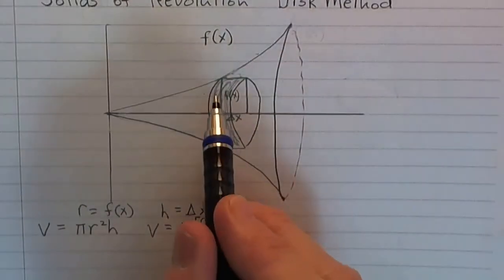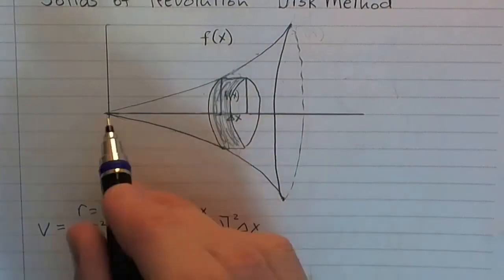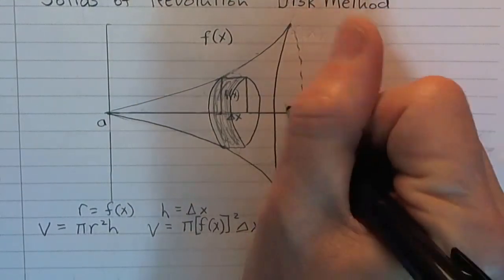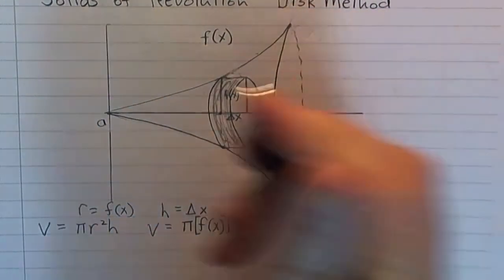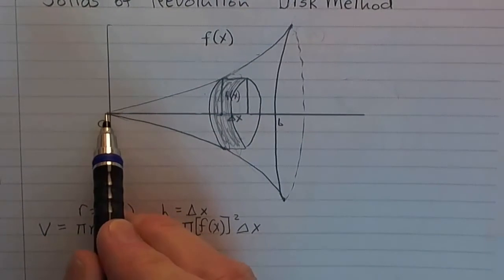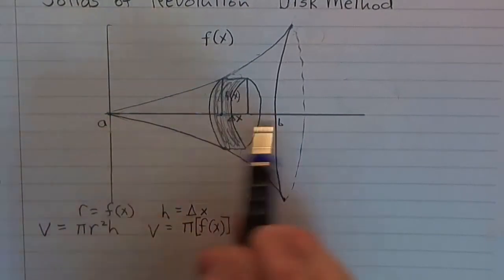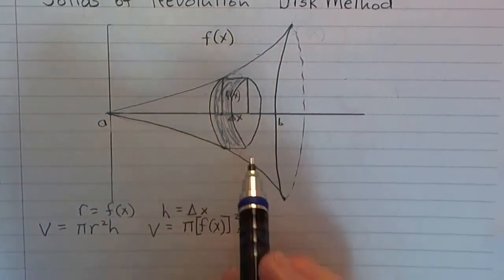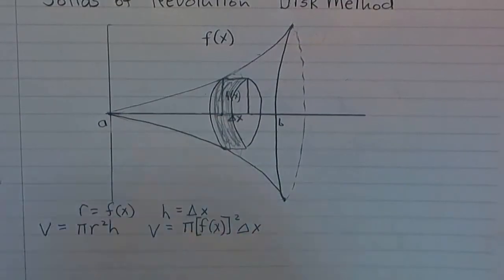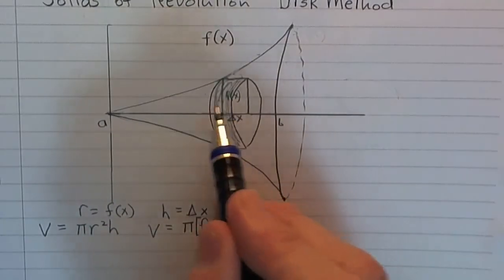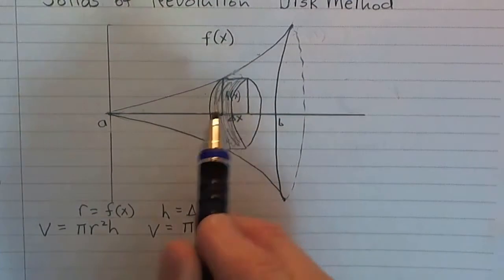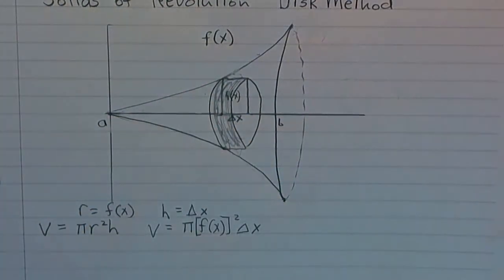Now, what if we want to get this solid from beginning with this point, A, over to this point, B? In other words, I want to find the volume of the solid of revolution from A to B when I revolve this function, f of x, about the x-axis. Well, think about if we had a lot of these little disks. What we would do is we would add them up, right? And that would be an approximation for that volume.